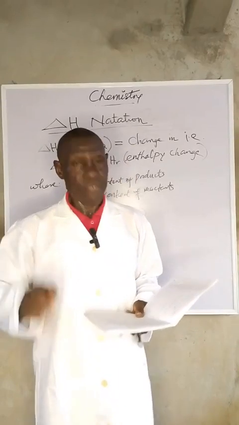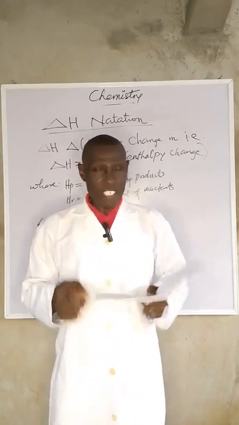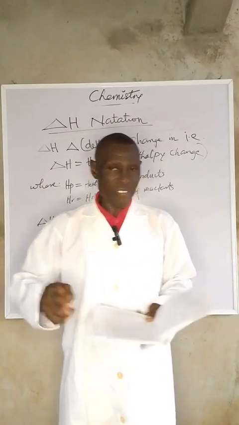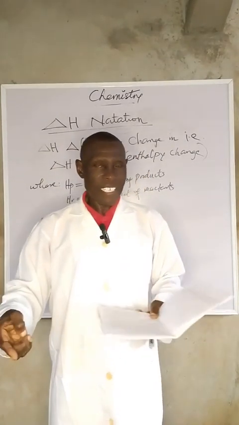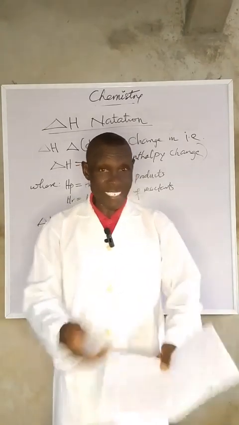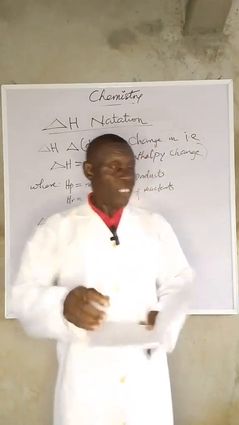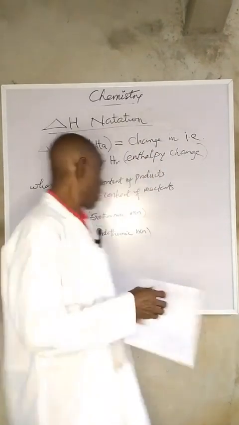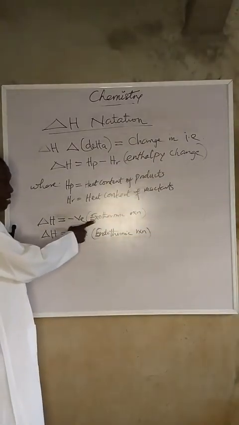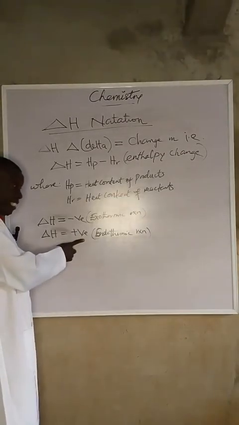So if this is so, it means that the delta H, which is the enthalpy change, will be negative. On the other hand, if the heat content of the product is greater than the heat content of the reactant, it means that extra heat is required or needed to facilitate the reaction. So it now means that the enthalpy change will be positive. So that is what you have here. Delta H is negative if the reaction is exothermic. Delta H will be positive if it is what?